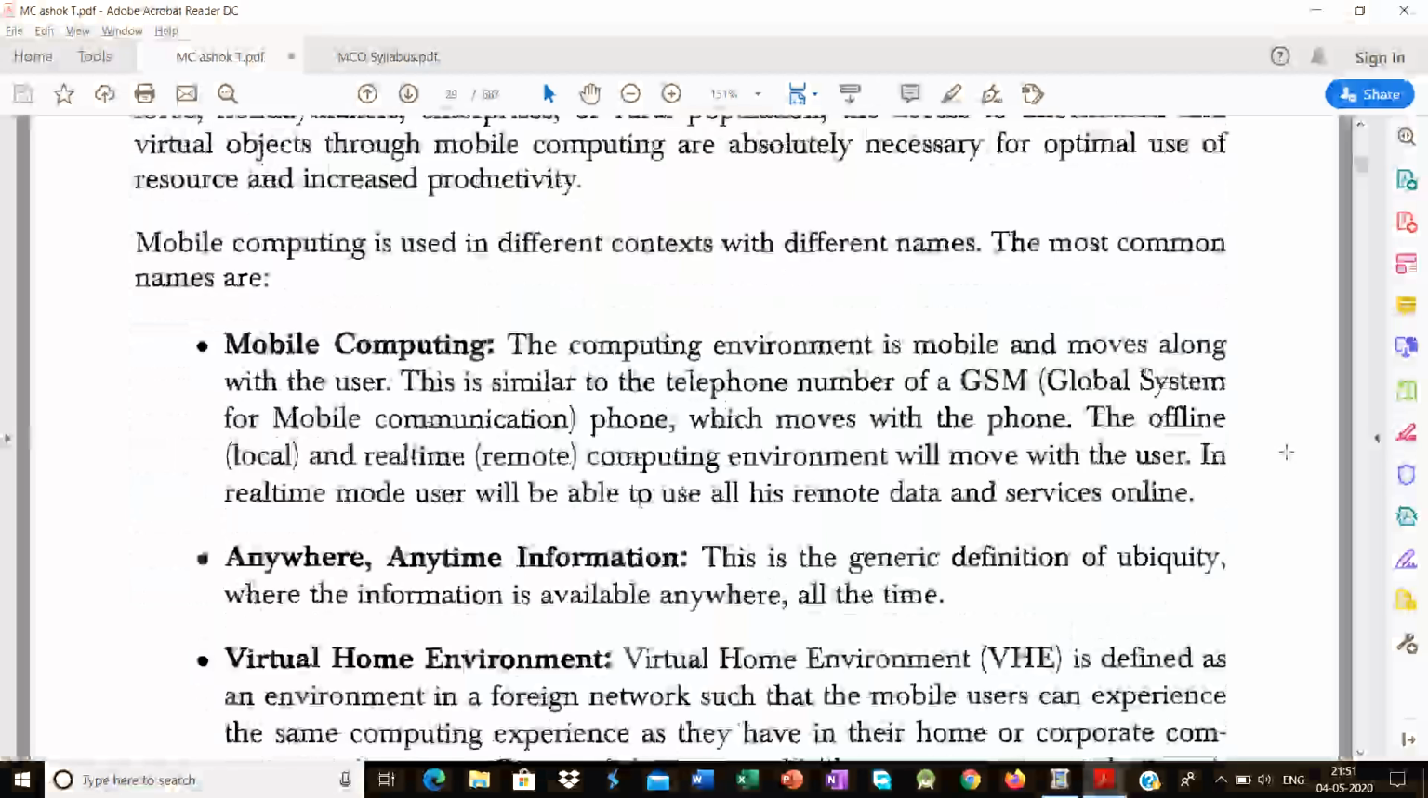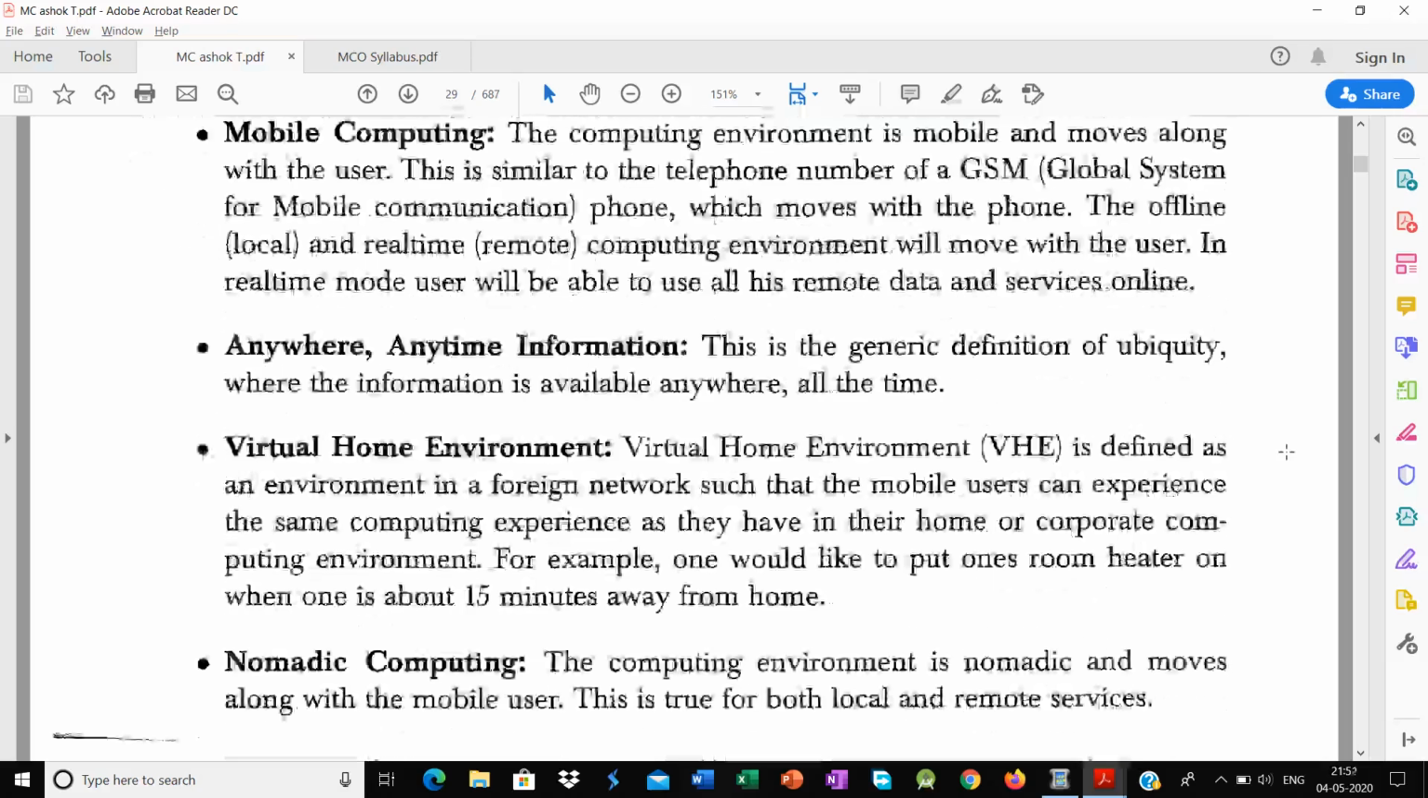One of the names is mobile computing, where the computing environment is mobile and moves along with the users, like the telephone number of a GSM. The offline or real-time computing environment will move with the user. So mobile computing is the first name. You can also say that it is anywhere, anytime information. It is a generic definition, that is ubiquity, where the information is available anywhere. Ubiquity means spread, globally available data.